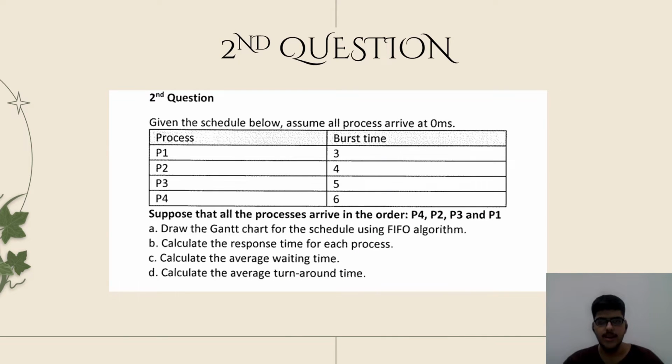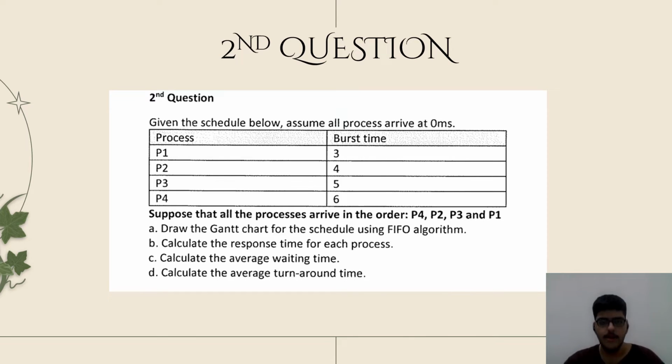Okay. The second question of problem-based exercise 1 is: given the schedule below, assume all the processes arrive at 0 milliseconds. That means processes P1 to P4 arrive time is 0 milliseconds. Process P1 burst time is 7. Process P2 burst time is 4. Process P3 burst time is 5. Process P4 burst time is 6.